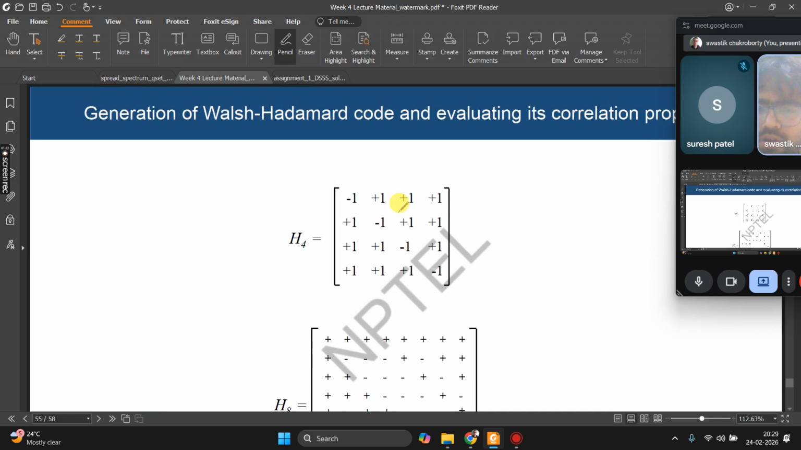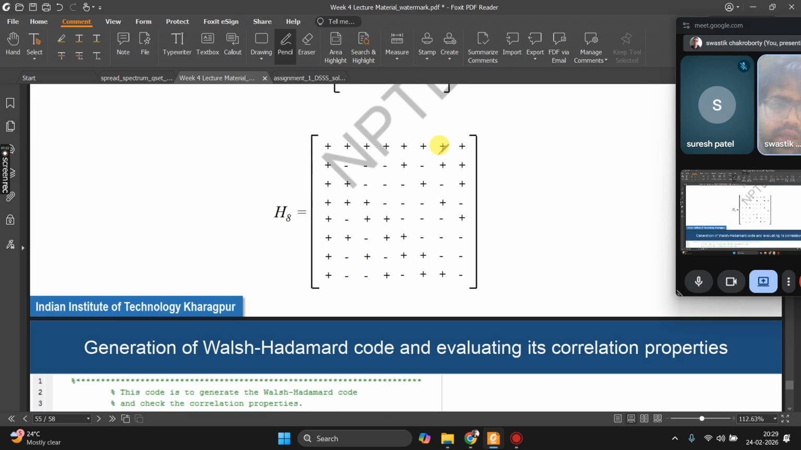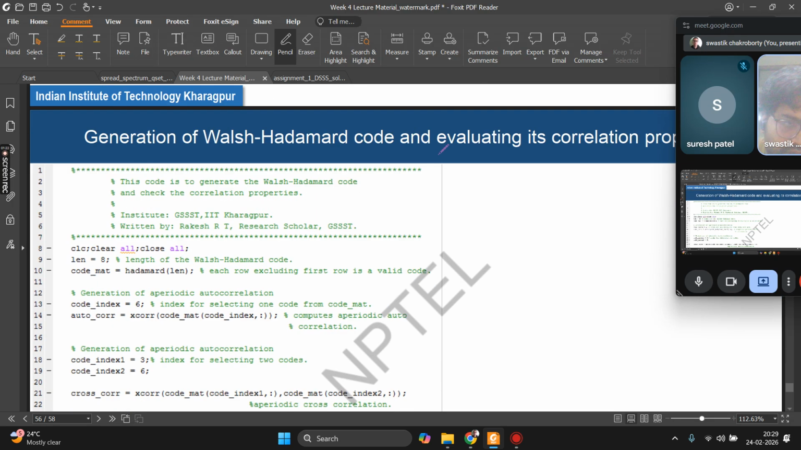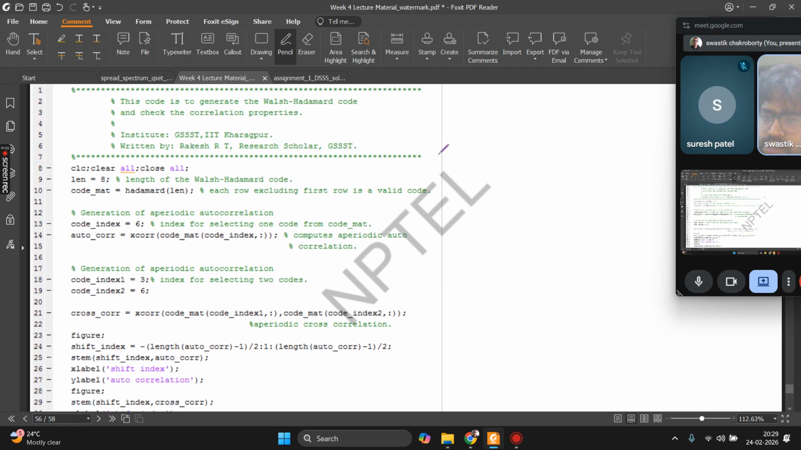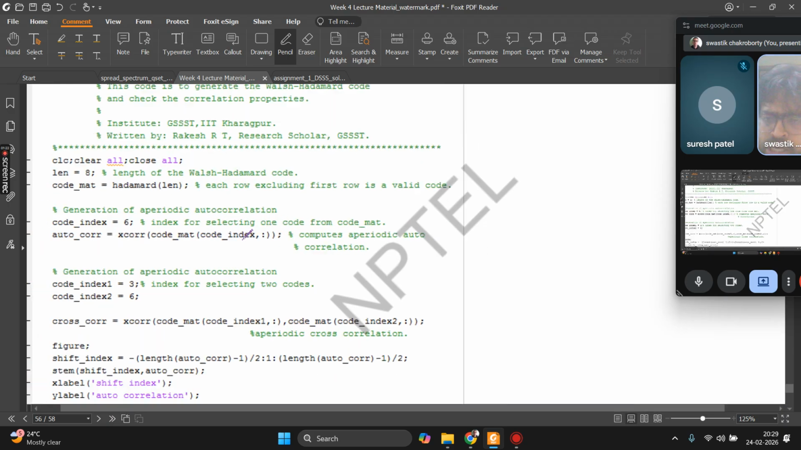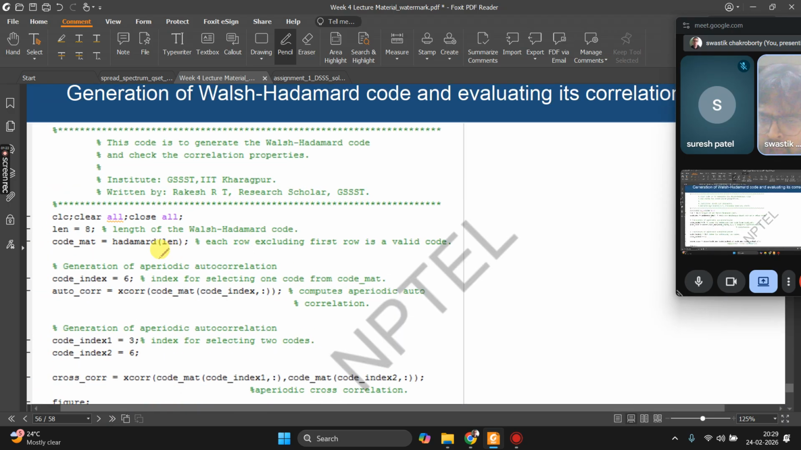So for Walsh-Hadamard code generation, there are MATLAB functions. You don't need to write the equations and solve for the Walsh-Hadamard code expressions, there are ready-made functions you can use, there is no limitation. What you have to do in the assignment is find the autocorrelation and cross correlation.